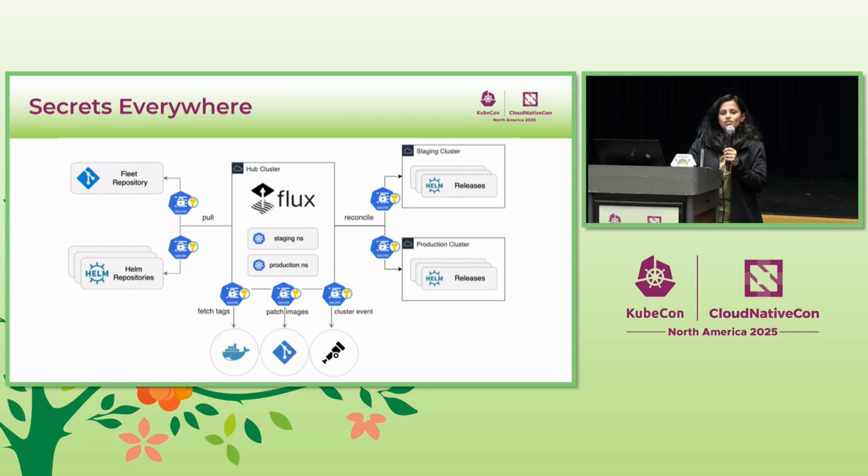So these credentials are typically stored within your Kubernetes clusters as secrets. And that really makes the hub cluster, which has the Flux installation, a really high-valued asset and also a prime candidate for security attacks.